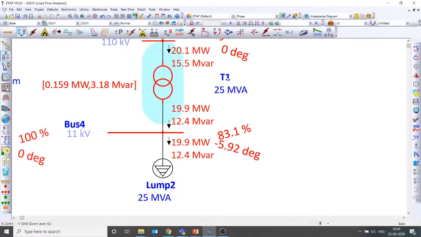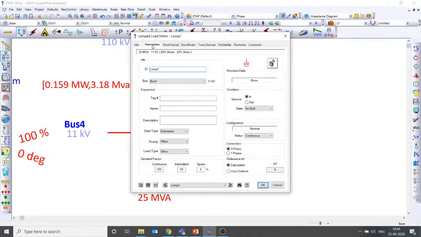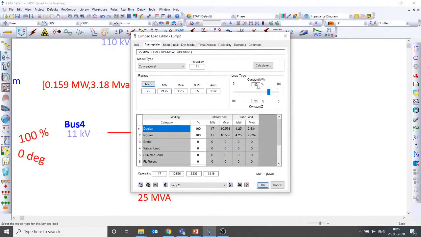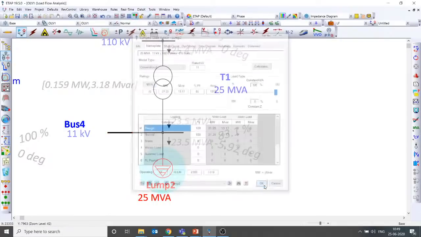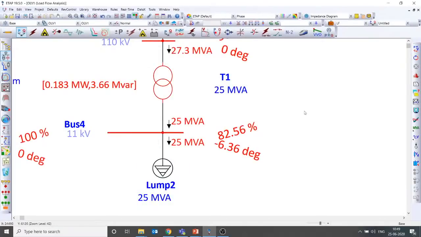The transformer is loaded beyond 100%. On the LV side it is perfect, but if you look at it in MVA, although I have connected 25 MVA, it is consuming 23.5 MVA because the load I have modeled is 80% constant power load and 20% constant impedance load. If you want to understand types of loads, some videos are available on our YouTube channel which you can watch. Now I have made the load 100% constant power load, so the load is consuming 25 MVA.